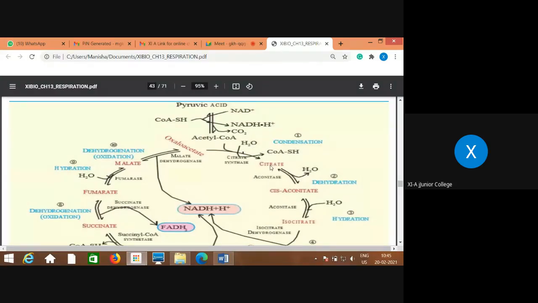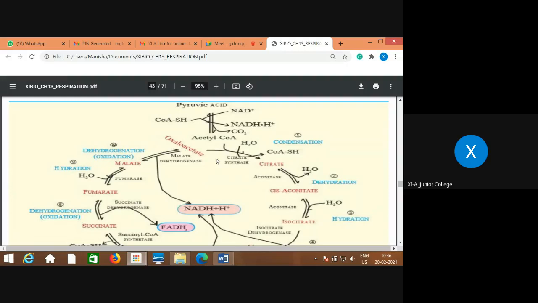Then this citrate or citric acid removes 1 molecule of water, and in presence of aconitase enzyme, dehydration takes place. Removal of water, dehydration. Addition of water, hydration. So there is removal of water and formation of cis-aconitic acid, or this is also called cis-aconitate. Then again there is addition of water, that is hydration, in presence of the same enzyme, and there is formation of isocitrate or isocitric acid. These first 3 steps are very simple.